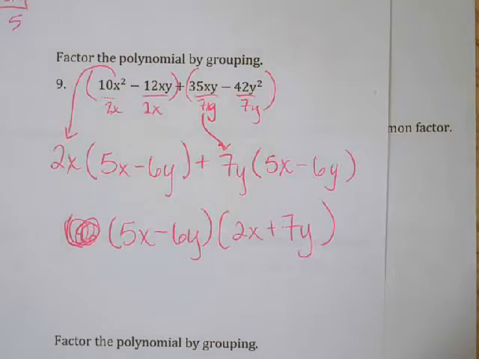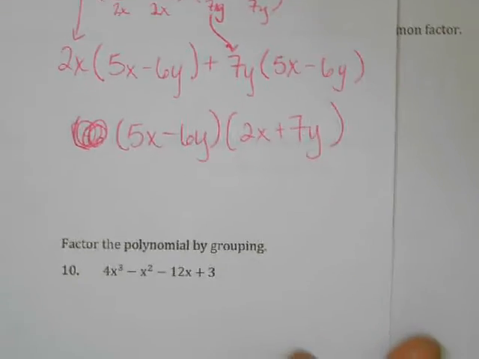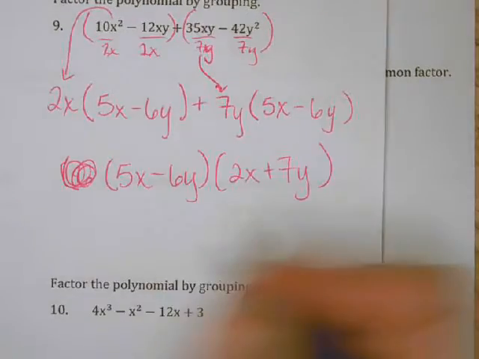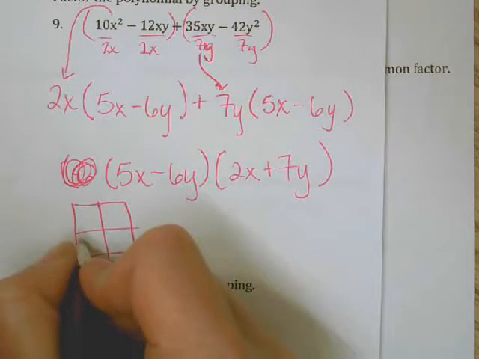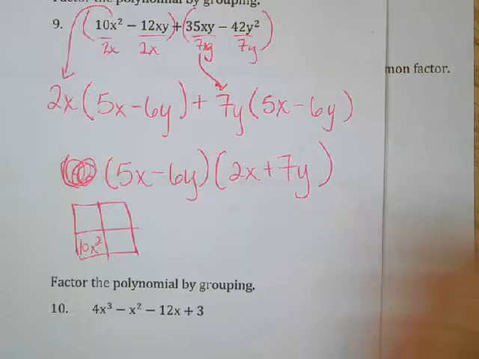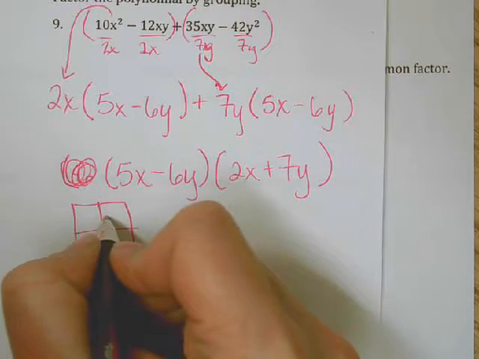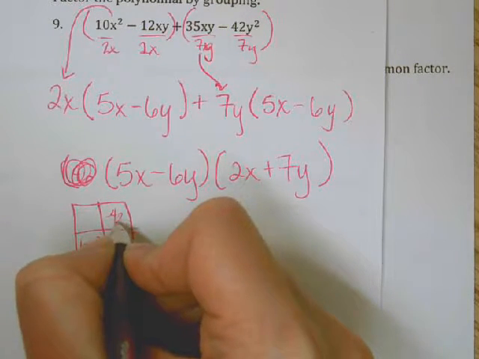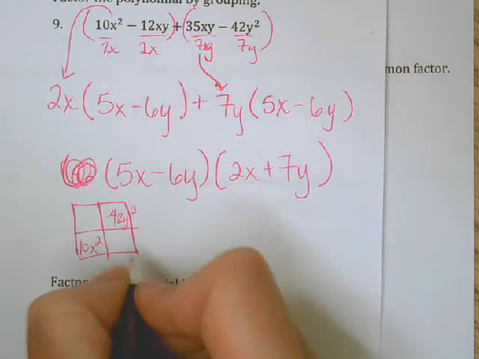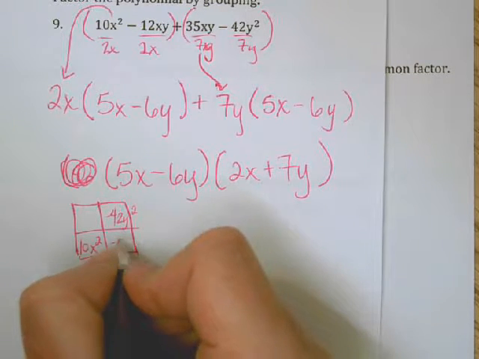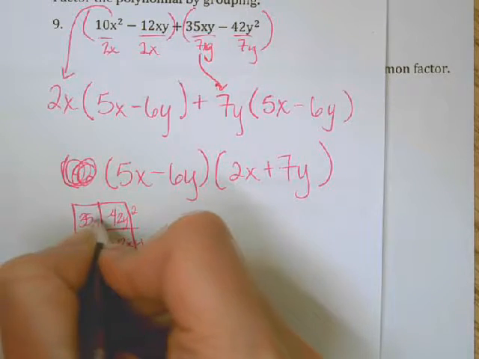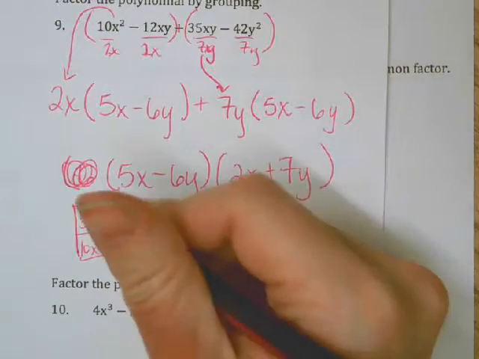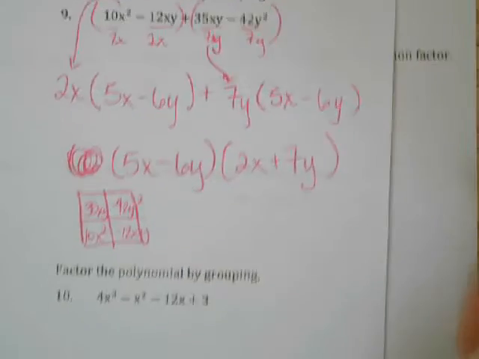And once again, just to show you the area model method, if that is what you're more comfortable with, that is fine, except I don't think I left myself enough room. So 10x squared. Last term, 42y squared. Yeah, definitely not enough room. Minus 12xy plus 35xy. So then I just look at the greatest common factor from each of those.